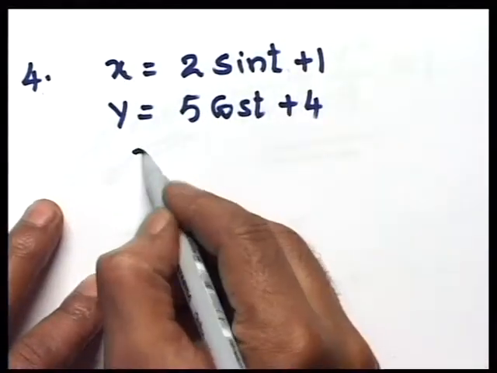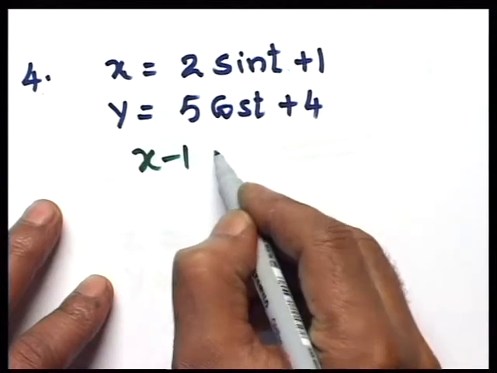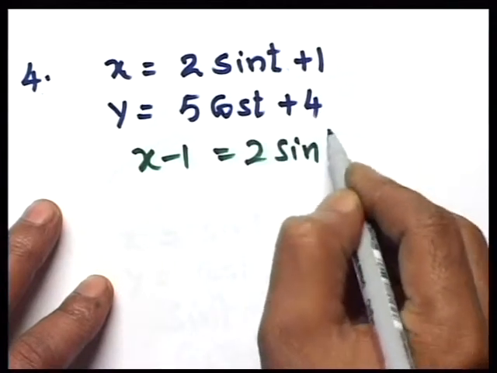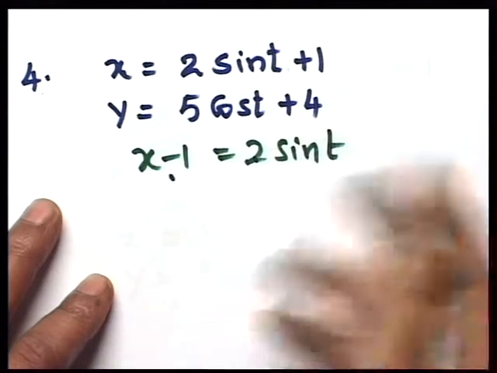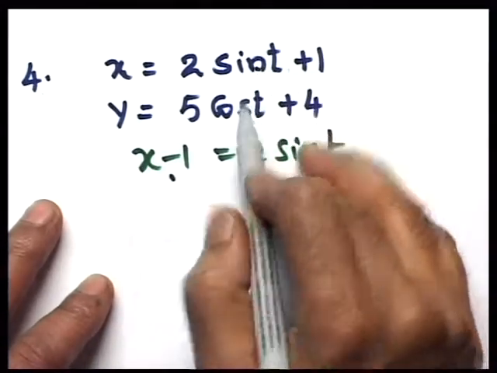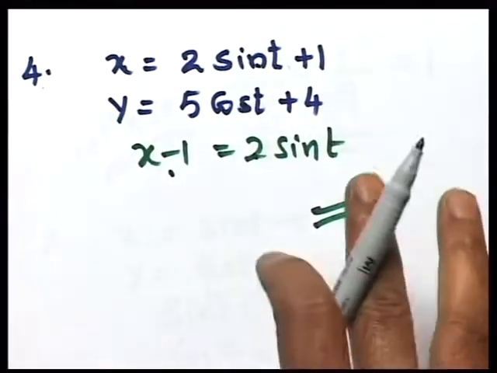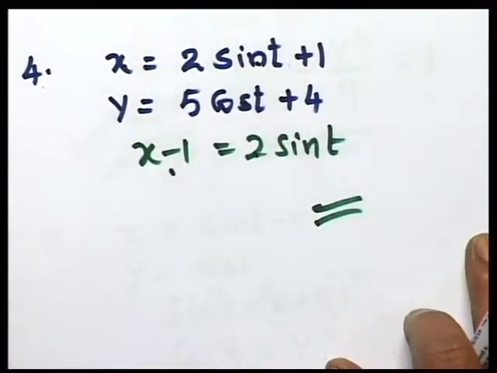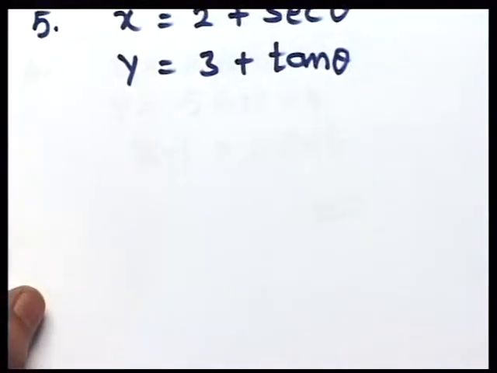So that's x minus 1 equals 2 sine t, and then transfer the 2, square it, you should get the answer. Okay, square, add them, you should get 1. So I will leave that question with you. We have question 5. Let's see.